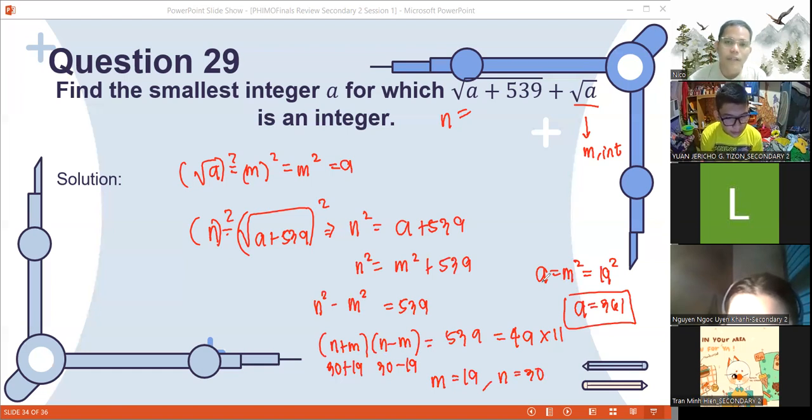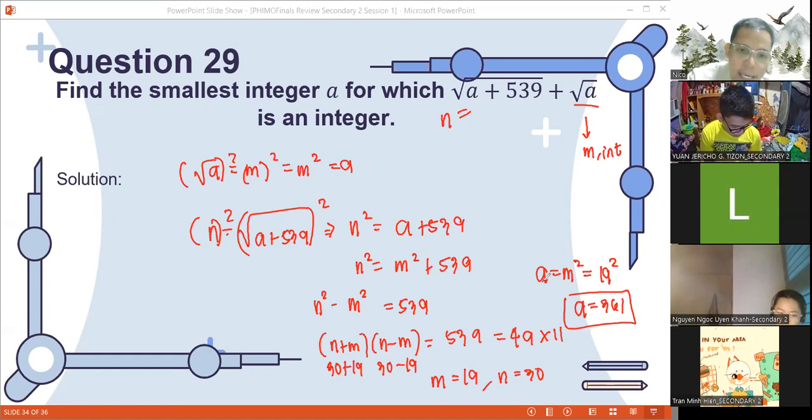So this is also another technique. This is what we call the substitution technique. Say, for example, you simplify it. That's why the square root of a plus 539, I substitute it with just n, so I can simplify it with n only. Now the square root of a, I substitute it with m, so that it will become m only. And then furthermore, we can simplify it. Then after simplification, we can simply solve for it.